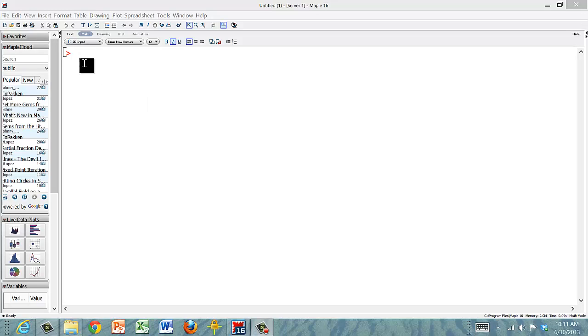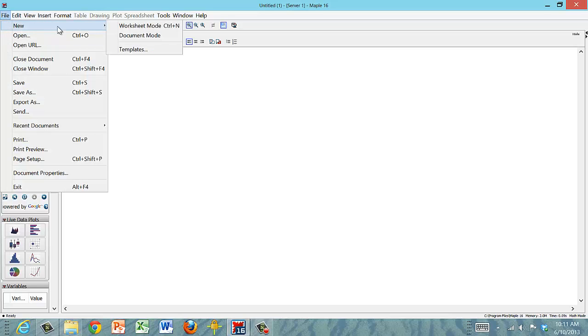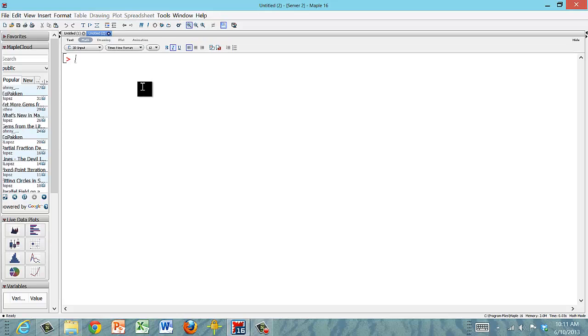Okay, so when you start up Maple, you might not have a screen that looks like this. You might be in what's called document mode. Document mode works just fine, but it's a little bit more than we need. I prefer to use worksheet mode, so if I was you, I'd go to File, New, Worksheet mode, and then you should get a screen that looks like this.